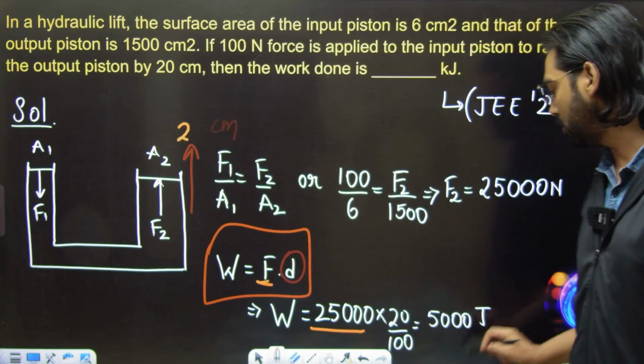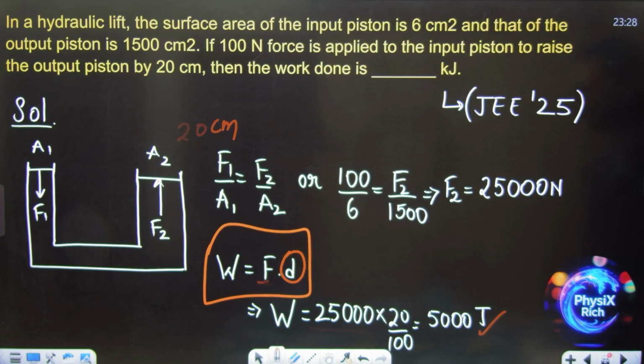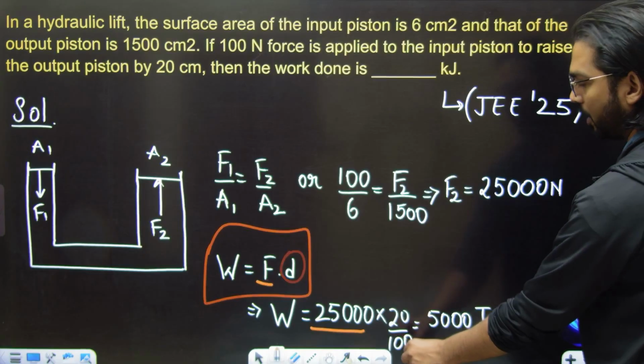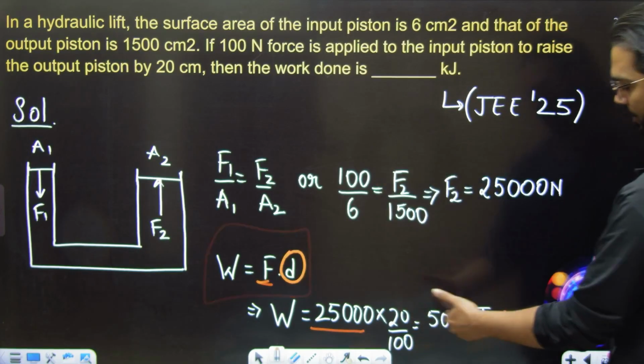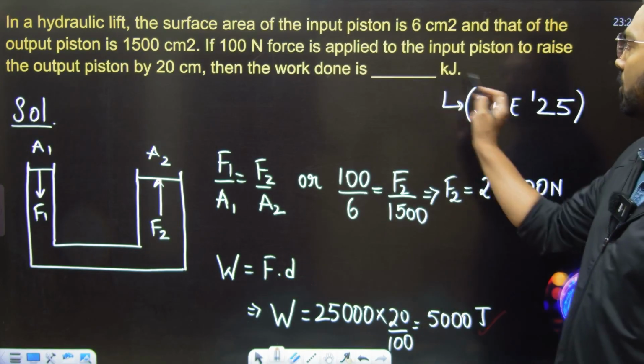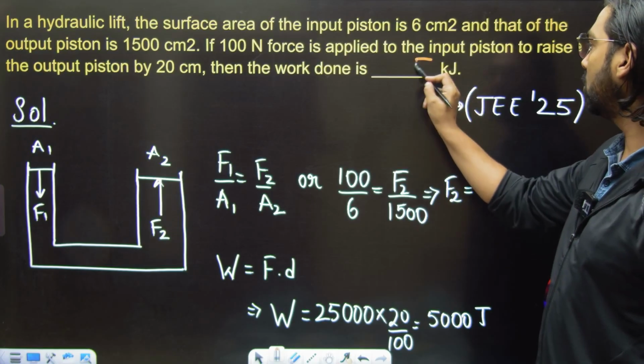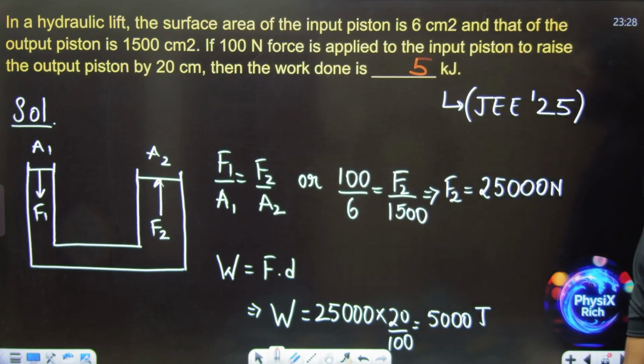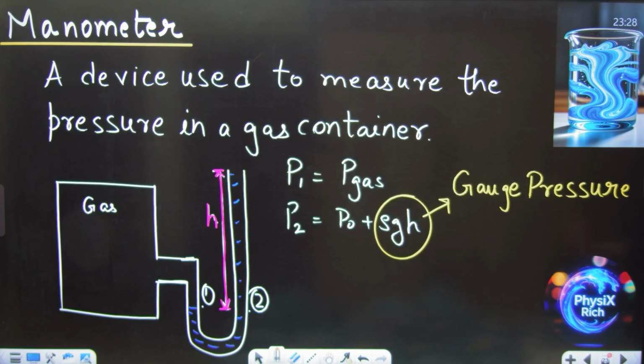So this comes out to be 5,000 joules. If we just multiply 25,000 with 20 upon 100, because it's in centimeters, it comes out to be 5,000 joules. And you were supposed to put your answer in kilojoules, so your answer would simply be 5. Okay. Moving on to the next part.